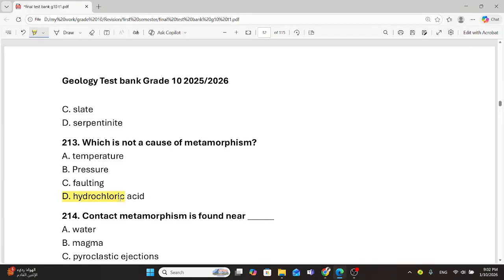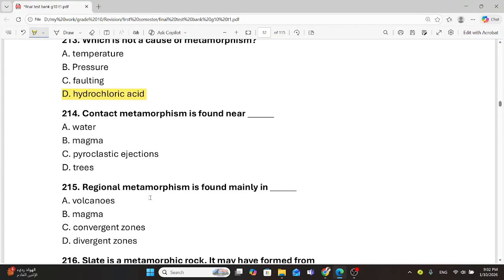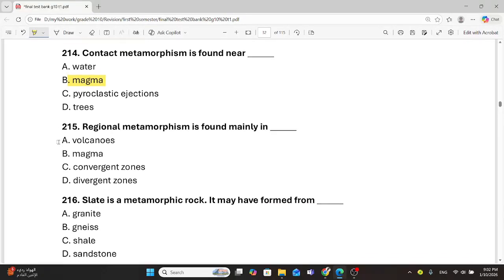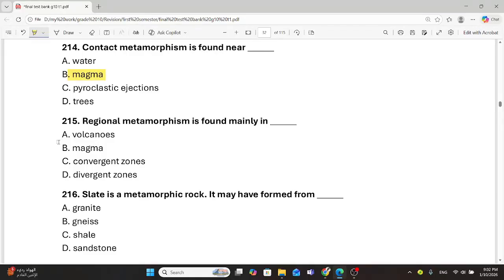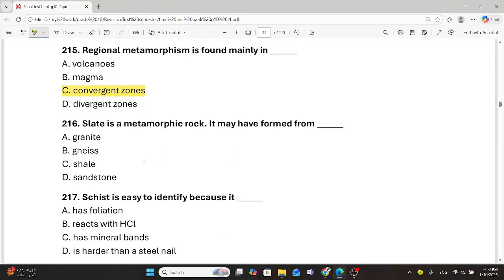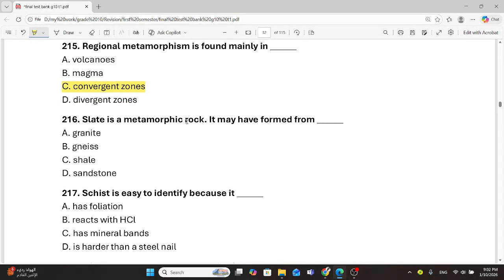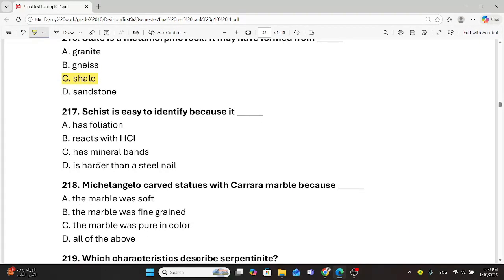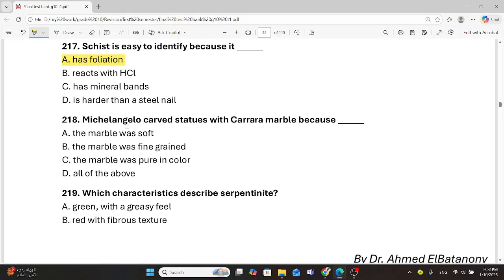طيب which isn't a cause of metamorphism? Temperature, pressure, floating hydraulic acid. Contact metamorphism is found near water, magma, pyroclastic. هتبقى magma, near magma. طيب regional metamorphism is found mainly in volcanoes, magma, convergent zone. طيب slate is a metamorphic rock. It may form from granite ولا gneiss ولا shale ولا sandstone. هتبقى shale. It's easy to identify because it has a foliation.